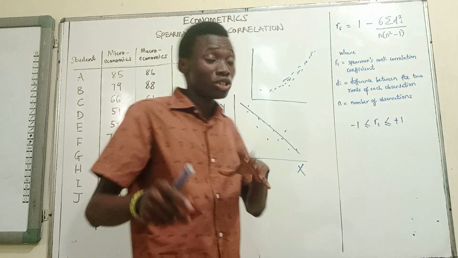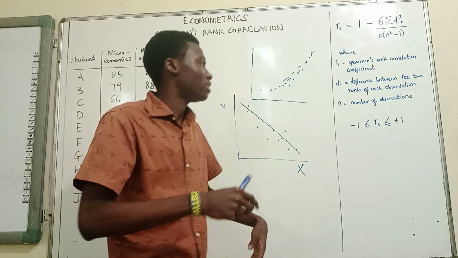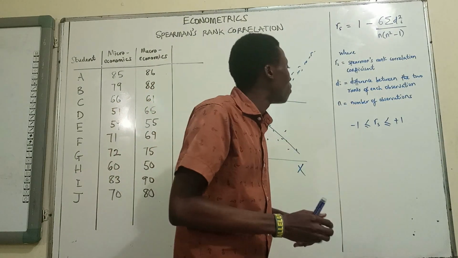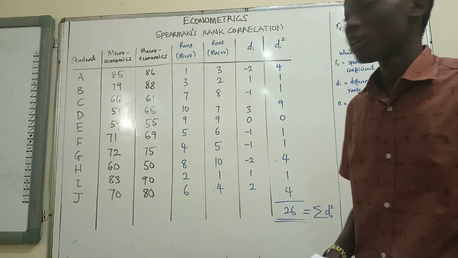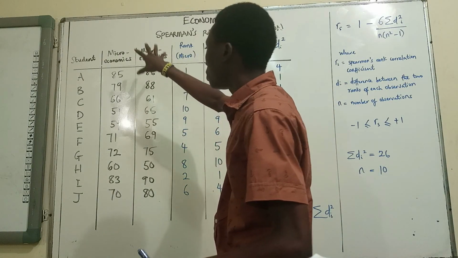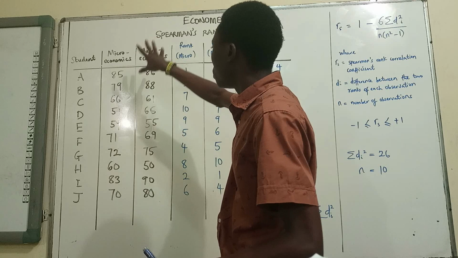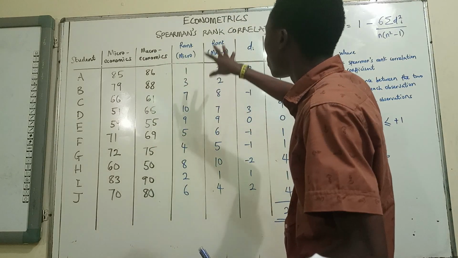And just to mention before we do that, the ranks could be done in either ascending or descending order, and n is the number of observations. So let's work out this example now. We've been given the individual scores of the students in microeconomics and macroeconomics, and the next thing we are going to do is rank them.